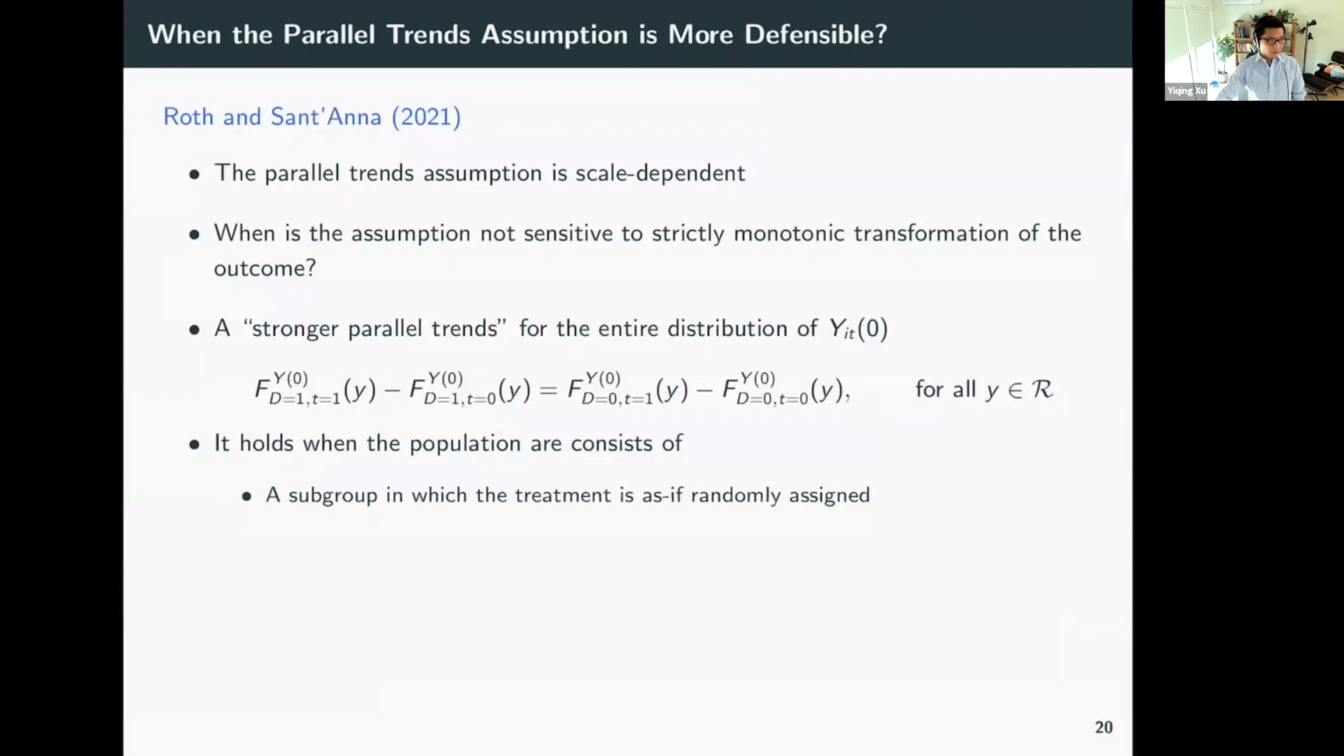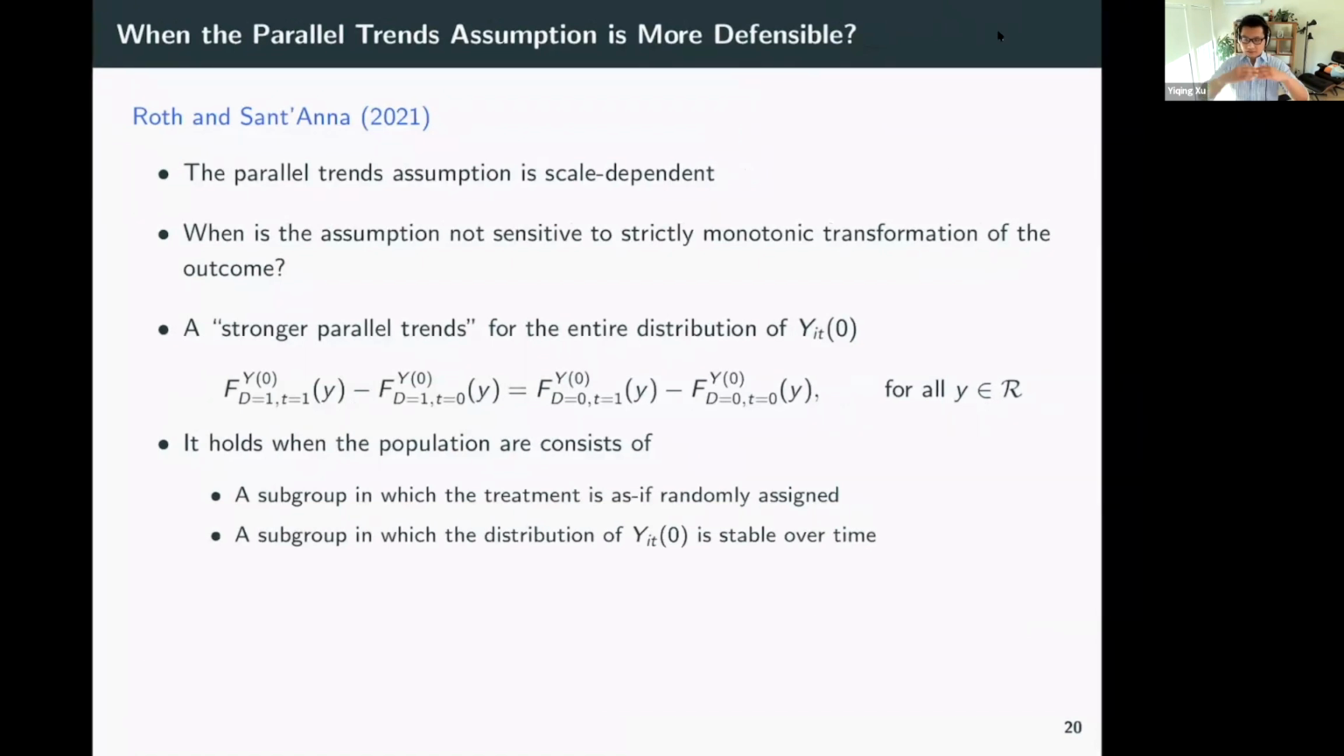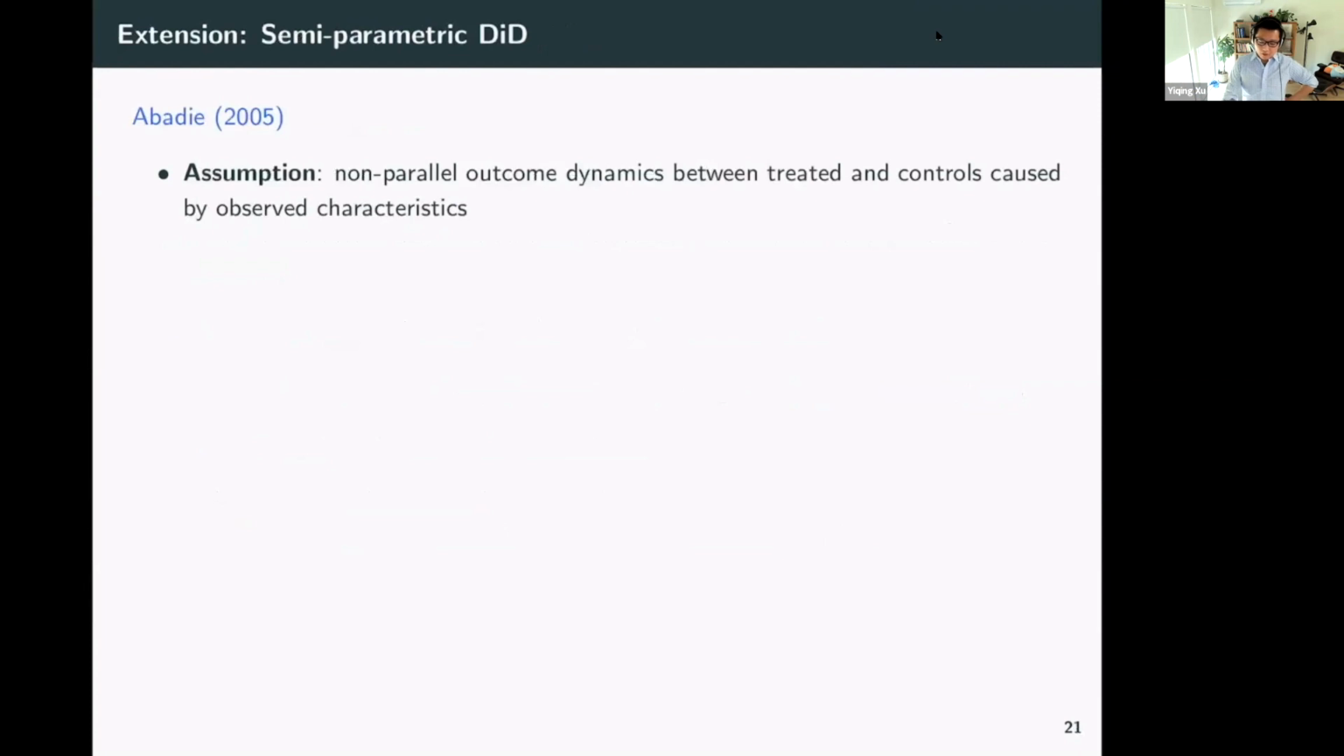That is what I just explained. Another subgroup is when the distribution of Y0 is stable, right? It's basically stay flat, right? And if you have a randomly assigned group, subgroup, and then you have a fixed group, and you add them together, you have parallel trends. Right? And in that condition, the parallel trend is always satisfied, no matter what kind of strictly monotonic transformation you conduct. Okay. All right. So this is a very strong assumption.